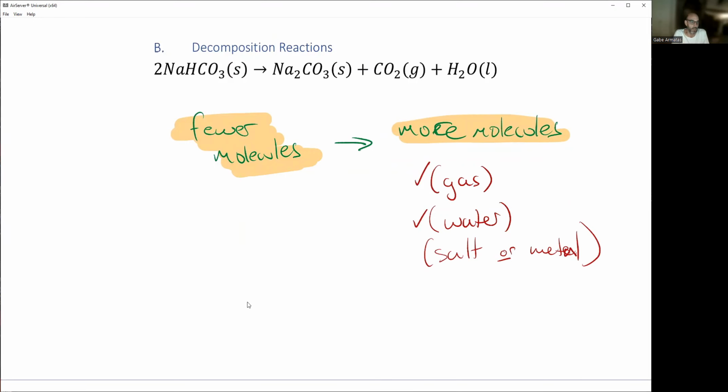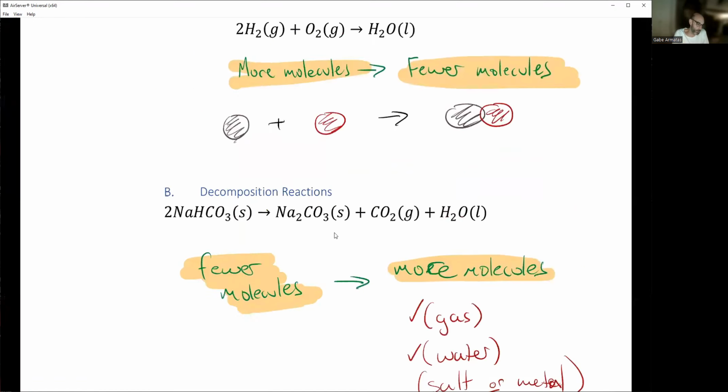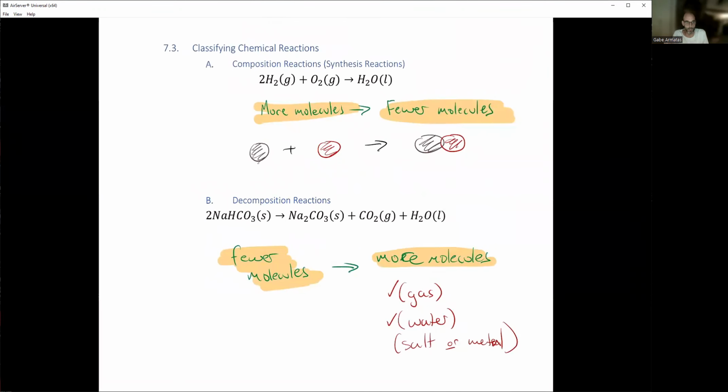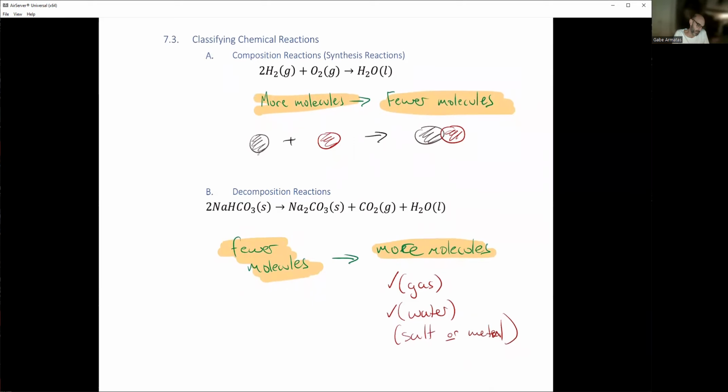Okay. All right, good. So those two go together. More molecules to fewer, your synthesis reaction; fewer molecules to more is going to be typically decomposition. Typically we start with one for decomposition and we end with one for synthesis.